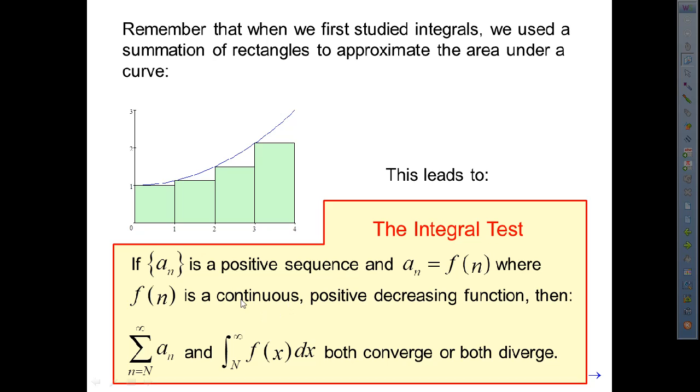Now, obviously, it has to be continuous, it has to be positive, and it has to be decreasing. If it's increasing like this one, you're probably looking at it and saying, well, that makes absolutely no sense. And you're right, it doesn't. As this thing grows and grows and grows, the area is going to grow and grow and grow. It has to be a decreasing function, or there is no chance of this thing converging.